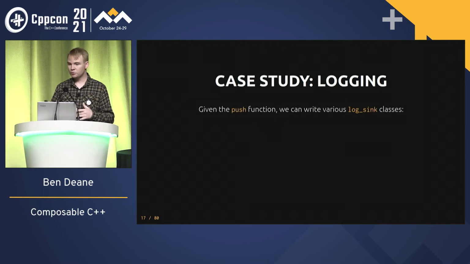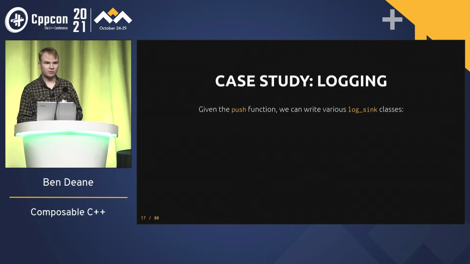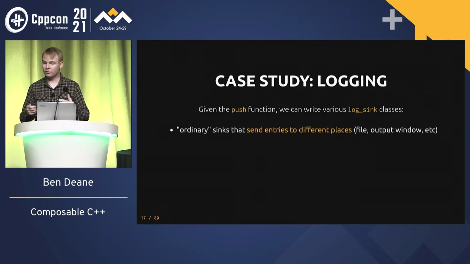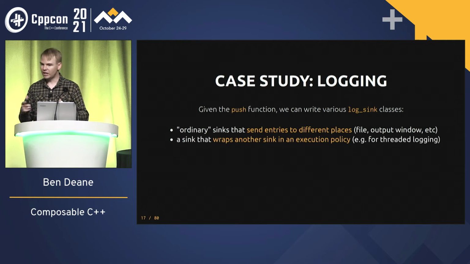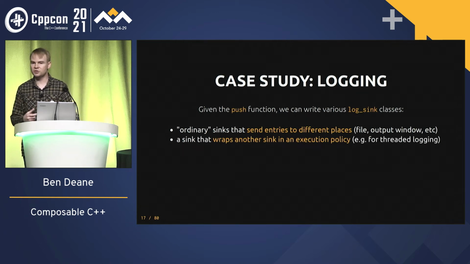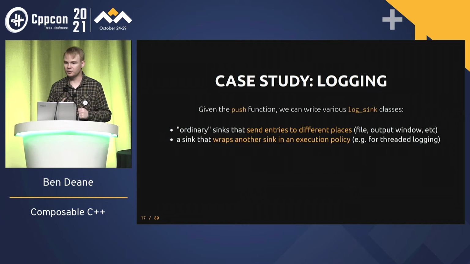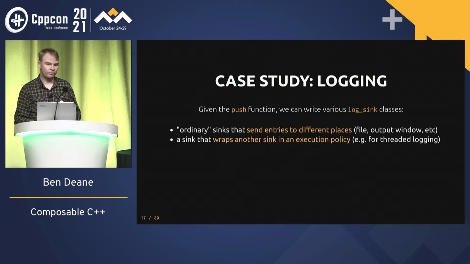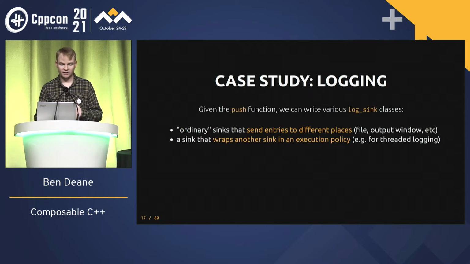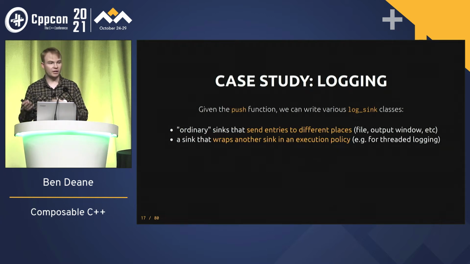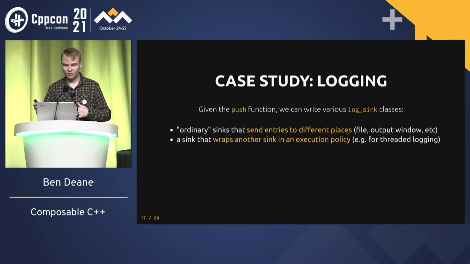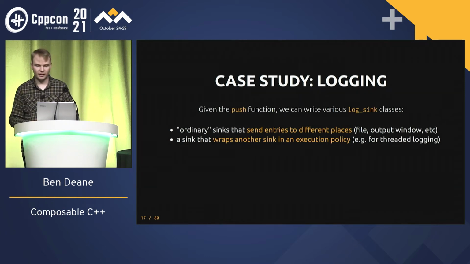So given that one push function, we can write various log sync classes against that interface. Now, there are a couple of obvious ones that don't really touch the bool aspect, and those are the syncs that just send a log to different places. For example, a file, or a debug output window. We can write a sync that wraps another sync in an execution policy and does threading or deferred queue of logging or something like that.